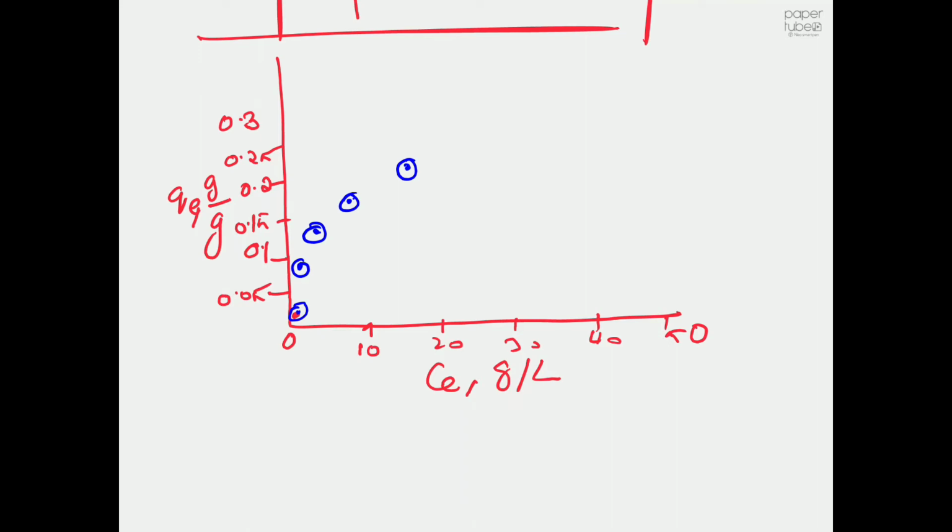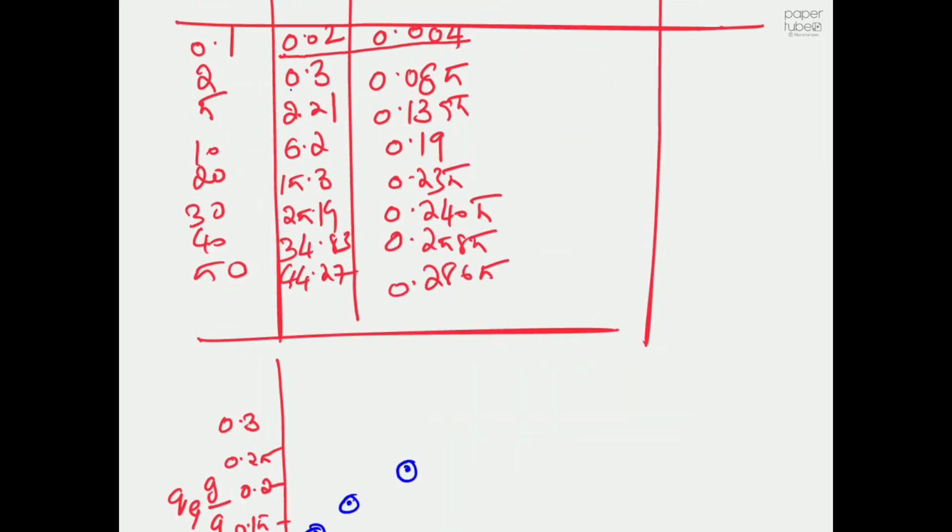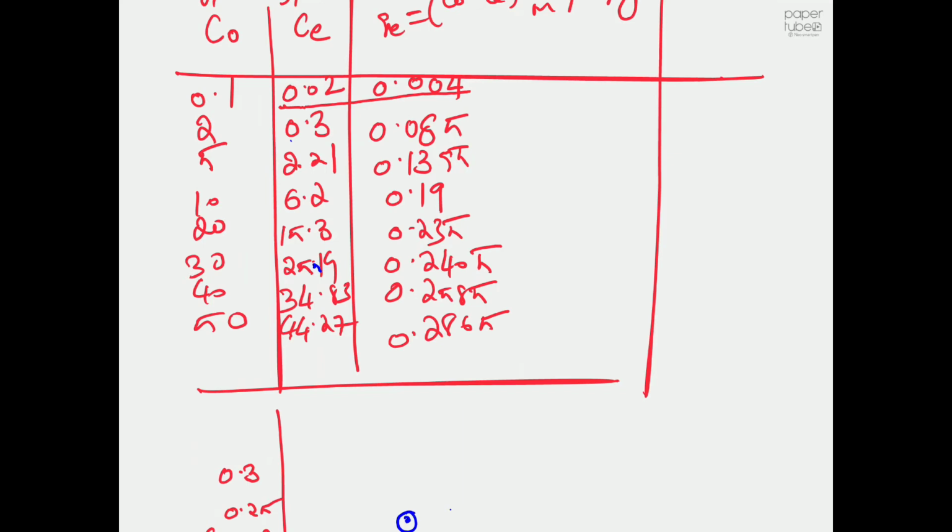Try to plot yourself, take a graph sheet and try to use these values, or if you want you can even calculate QE values using a calculator or an Excel sheet. And then this one 25.19, and that's 0.245, so that will be somewhere around here.